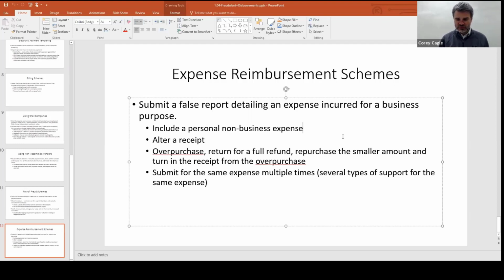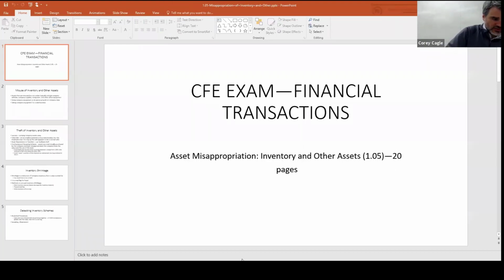Okay, so there's your different types of, what was this called? Disbursement fraud. So again, pretty logical stuff as far as test questions go, I feel like. Any questions or comments on that? This is a shorter section here.